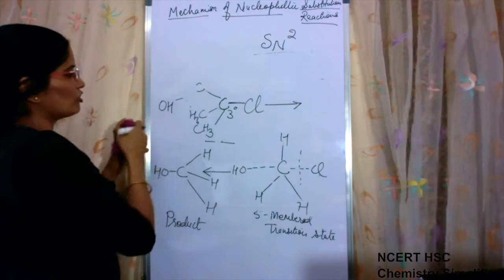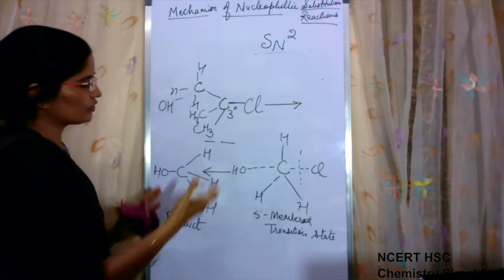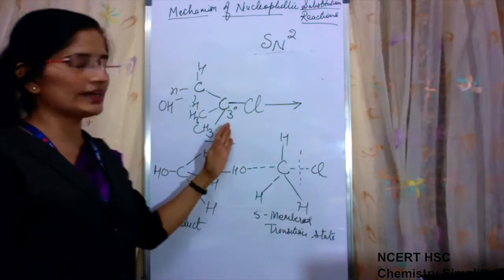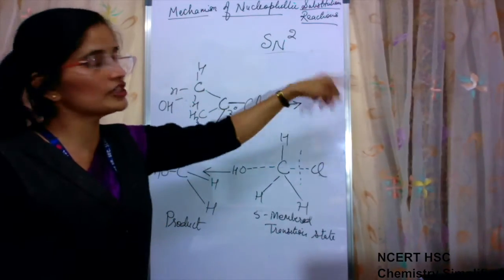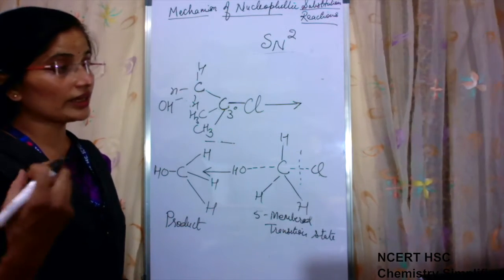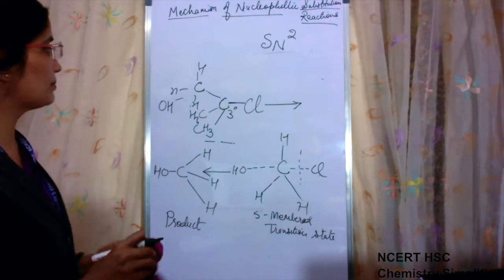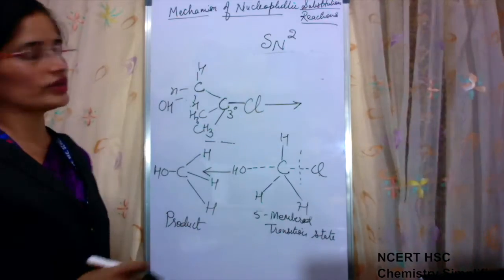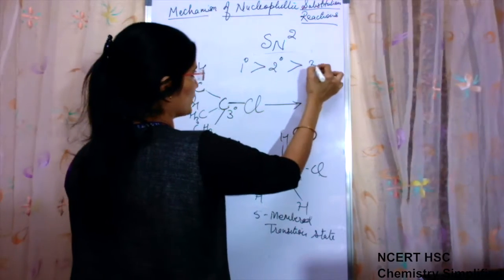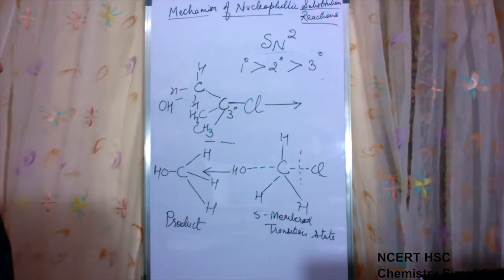If we spread them out, C, H here, H here, H here, this will also open up, this will also open up, then no space is left for backside attack. Hence for 3 degree it is impossible to have the SN2 mechanism. So which mechanism will take place depends on the nature of the molecule on which the reaction is taking place. So the order of SN2 reactions is 1 degree, more than 2 degree, more than 3 degree. This is the order for SN2 reactions.